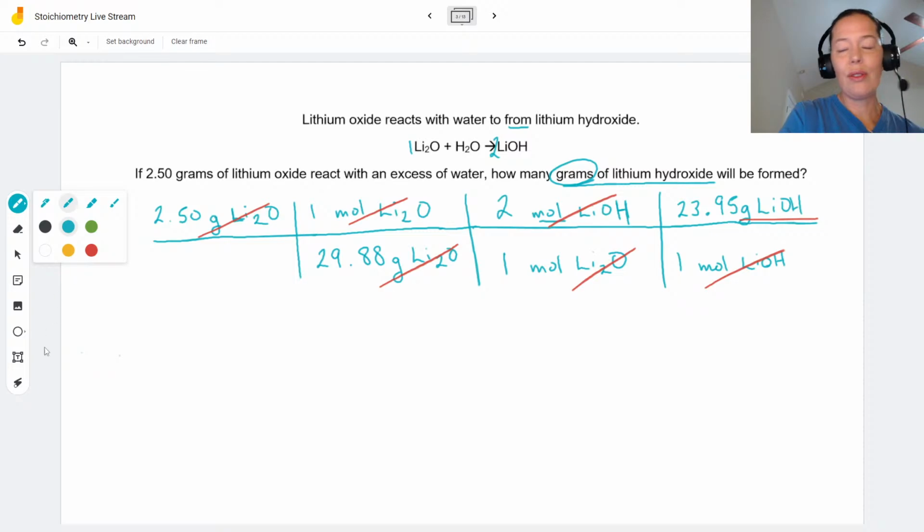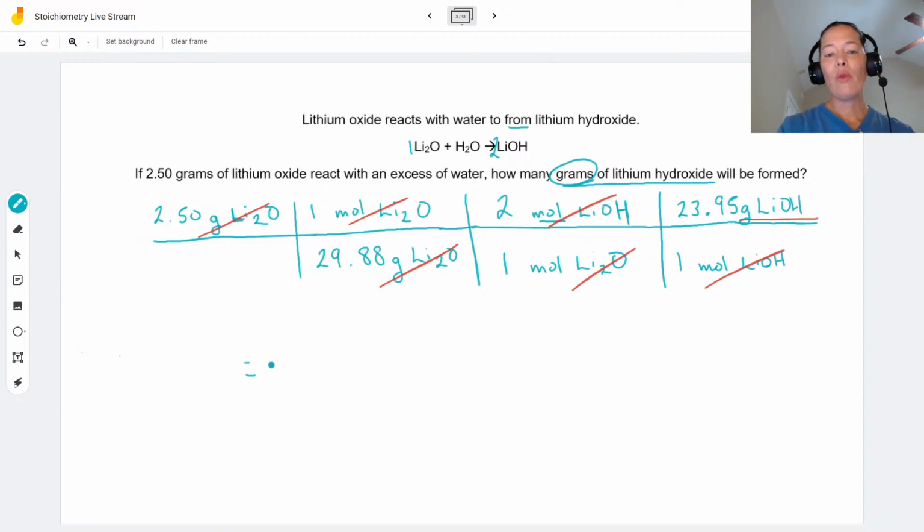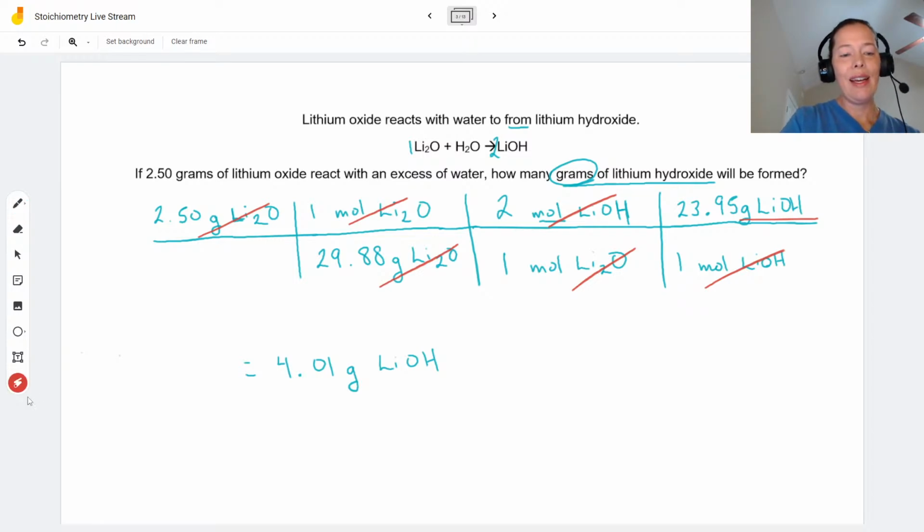I always love those high signs, and I will put the answer down here. So running through this calculation, just with your calculator, you don't have to do this in your head, we will get 4.01 grams of lithium hydroxide. So you can see this one was a little more complex than just your mole to mole. We added a step at the beginning and at the end where we had to first convert grams to moles and then moles to grams.